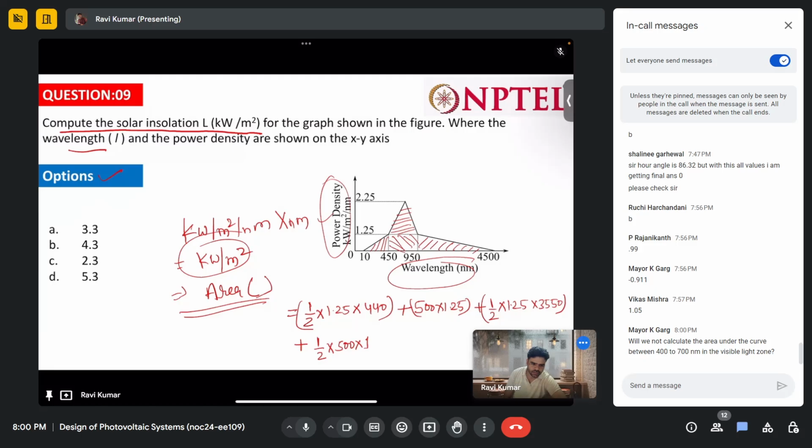Will we not convert the area under the curve in the visible? No, actually, we are not saying here in the visible light zone only, because we are not saying the part only which will be converted into electricity. Here we are talking about the entire insolation coming on the surface of any surface. We are not talking about the solar cell particularly here.